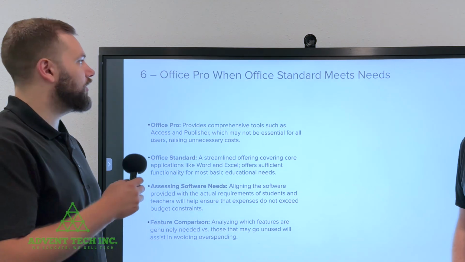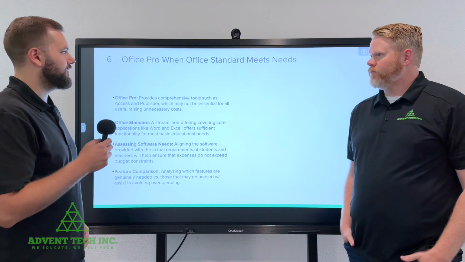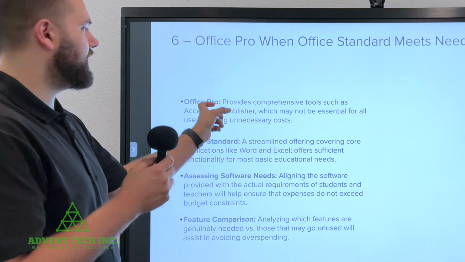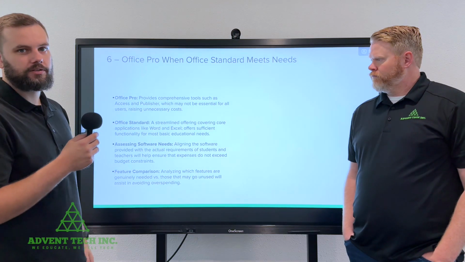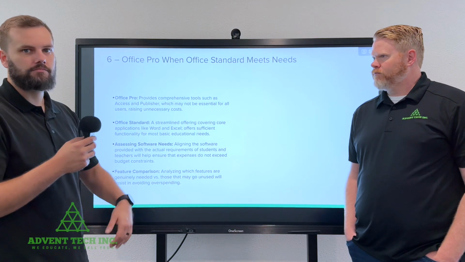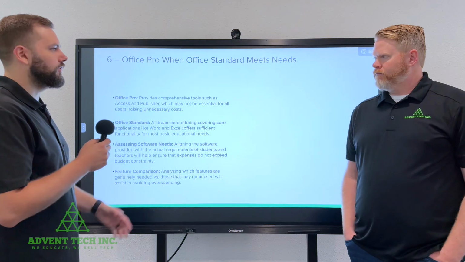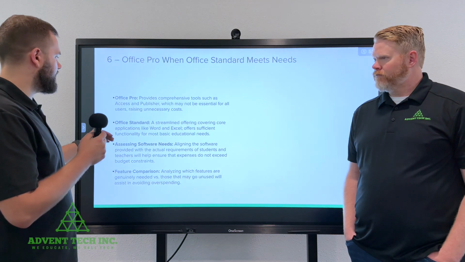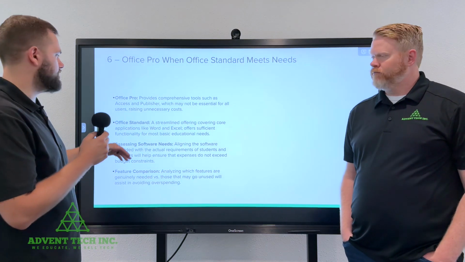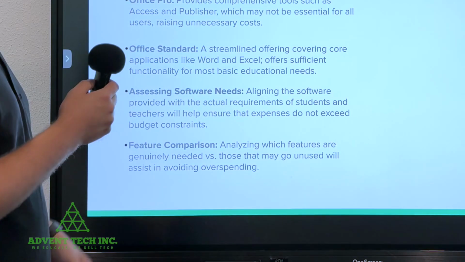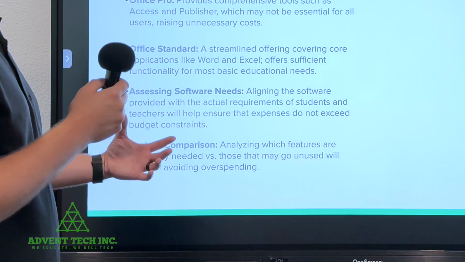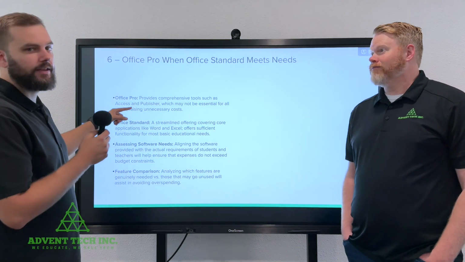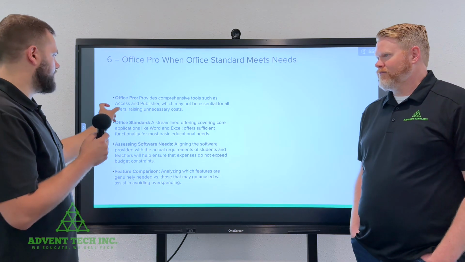Yeah, so Office Pro, when Office Standard meets needs, we actually went through this one recently. The main difference between Office Pro and Office Standard is that Pro is going to come with Access and Publisher. Access if you need a relational database, or Publisher if you're doing newsletters, flyers, brochures, school newspaper, anything like that. That's where you would want Pro. Otherwise, in every other case, Office Standard comes with the same apps and will do just as good. We can always assess your software needs, see what you're actually using, what you need. We can do a feature comparison, but a lot of times people like the word pro and think there's something more to it, but it's just Access and Publisher.